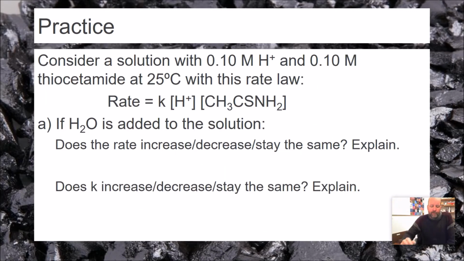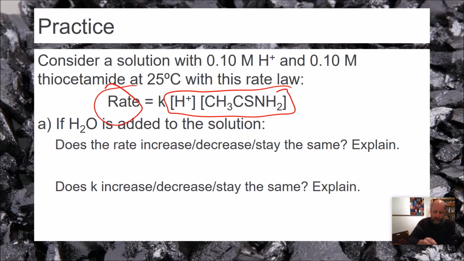Consider a solution with blah, blah, blah. So this one is not so mathy. It's just kind of, do you understand the math? And this is the kind of thing AP likes to ask about. So let's see what's going to happen here. If I add water to this solution, I am decreasing both of these values. So what's that going to do to the rate? The rate's going to go down, right? Because these numbers go down, the rate has to go down.